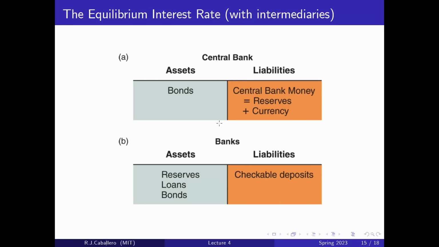So now, if you look at how the balance sheets look, our central bank now has more things. It has assets, which are going to be bonds. In this economy, it's the only thing it can have. But now it will have the currency that it had before in the liabilities, but also the reserves, the deposits of the banks themselves.